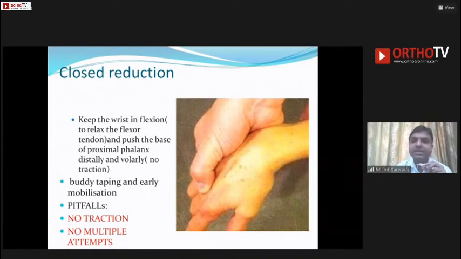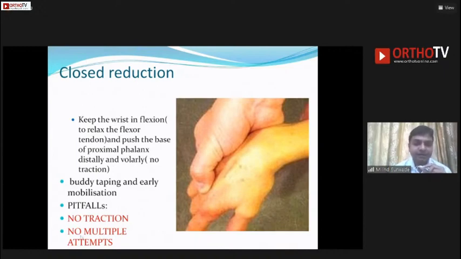But the pitfall in this is that no amount of traction should be applied to the finger, because that will make the noose of soft tissue structures more tight, and that will definitely not give the reduction. And also that converts the simple dislocation into a complex dislocation, because the traction itself causes more damage, more tear of the proximal attachment of the volar plate, and it will cause the volar plate to flip back on the dorsal aspect of the metacarpal head.